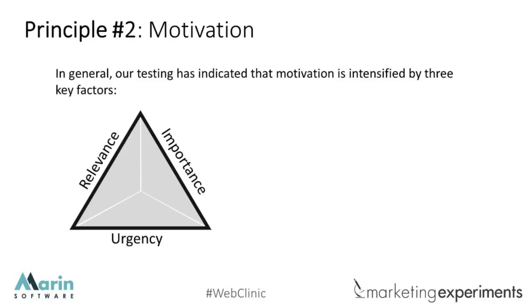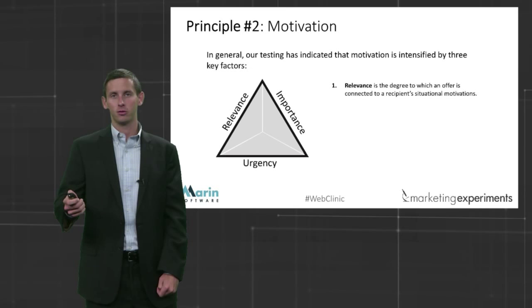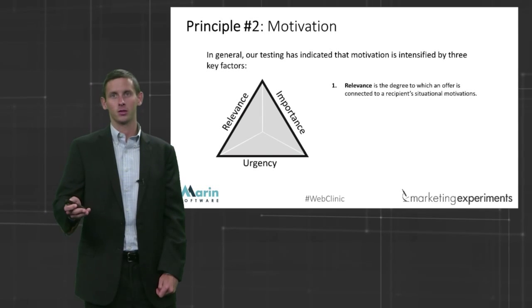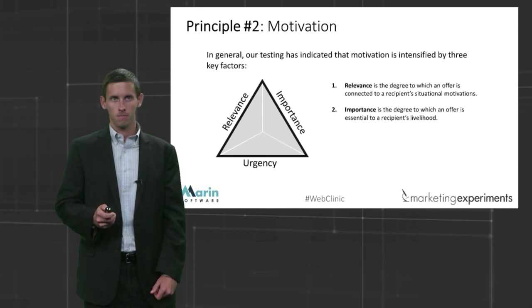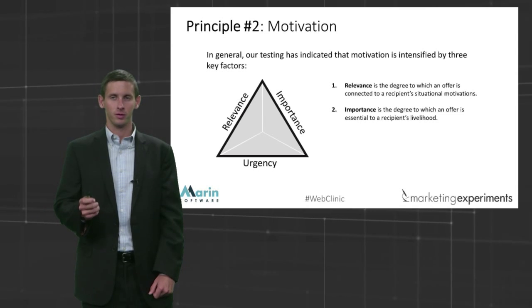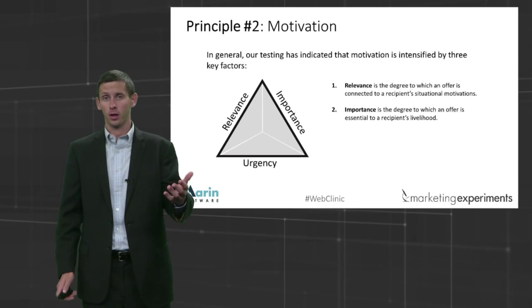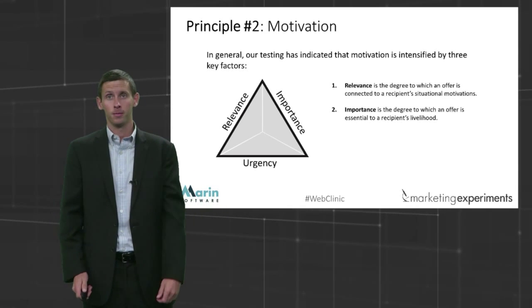So we have relevance, importance, and urgency, and these are three factors that intensify motivation. Relevance is the degree to which an offer is connected to a recipient's situational motivations. A good example of this is linking to a specific key term, having an ad that really talks to that specific motivation. Another one is importance, the degree to which an offer is essential to a recipient's livelihood. So how do you message a product that the audience can't live without?